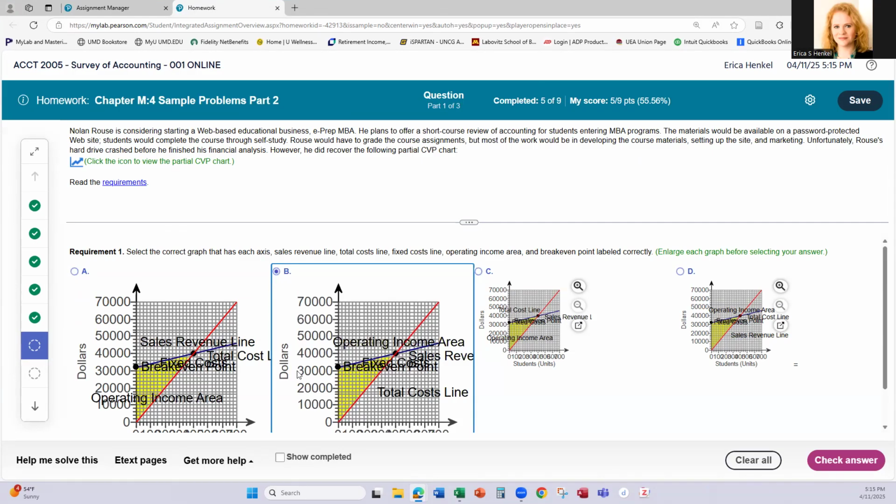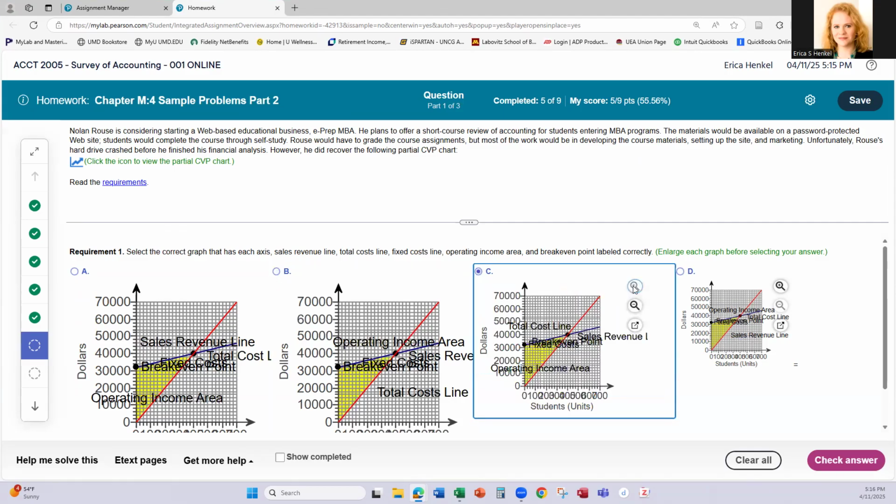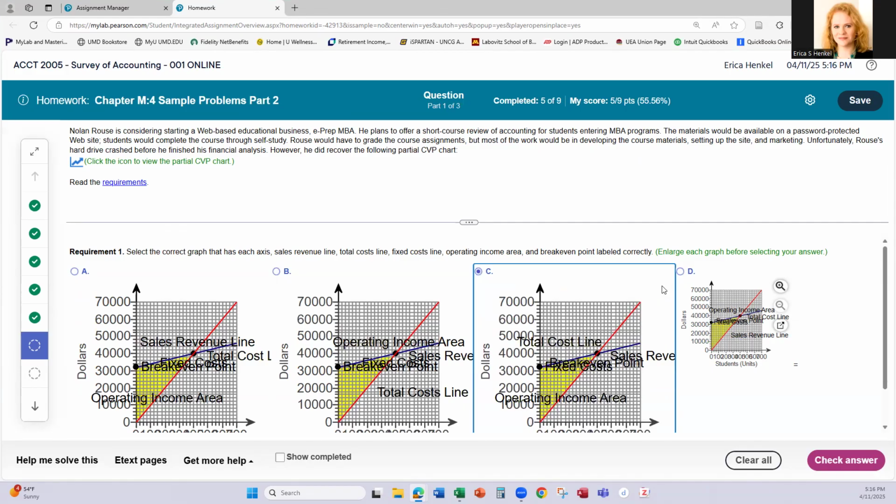So that looks like it's in the same spot on these. So we want operating income to be in the upper right. We want our total costs line to be this blue line right here. Let me take a look here and see. So the fixed costs are at this level. The cost line is here. Sales revenue is here.